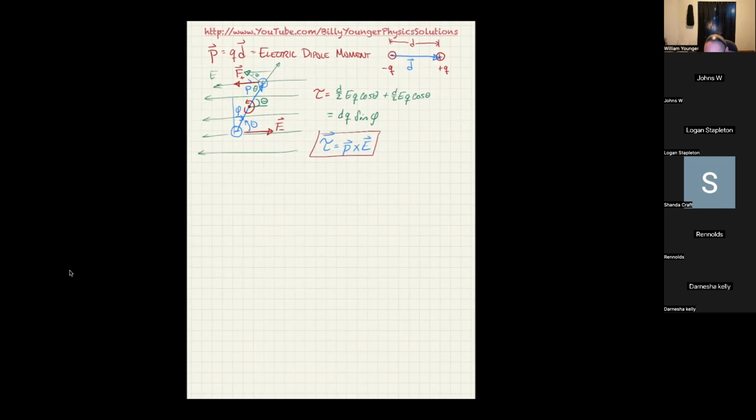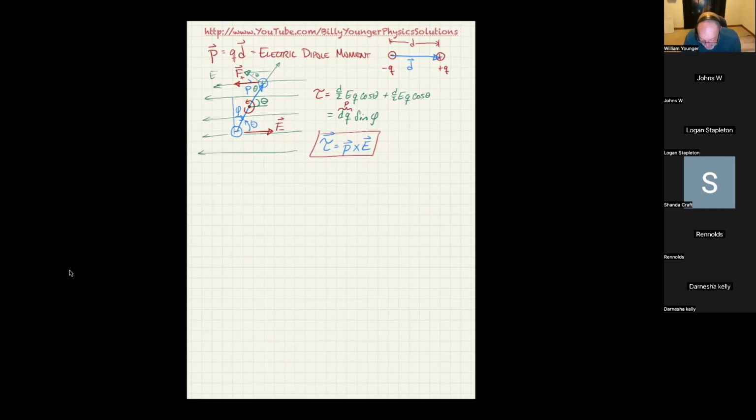So don't stress too much on that. But yeah, I think you can see either way that clearly the D over 2 with the EQ cosine theta in both of them, those are going to add to give you D over 2 times 2, which ultimately is QD. This part right here, the QD, is really the P. And then what's supposed to be happening is that cross product is supposed to be the magnitude of P times the magnitude of E times the sine of the angle between them when they're tail to tail.